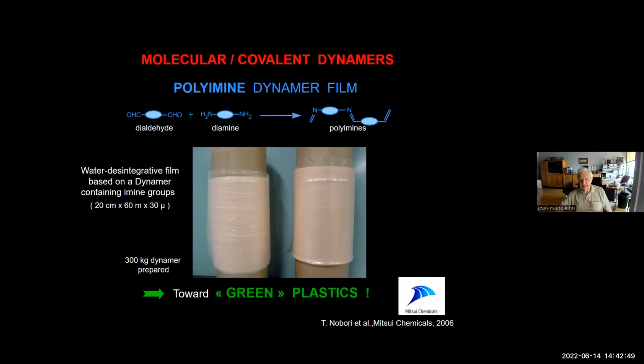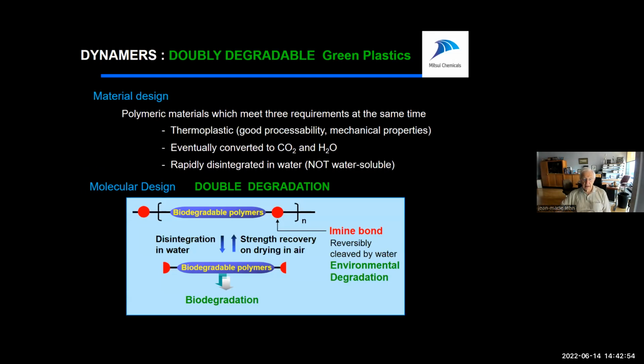You may call it green plastics because it has two degradation processes, which I show here. The film consists of a polymer, a polymeric film, which has a biodegradable section and imine bonds. So when the film gets into the environment, the first step is the degradation by hydrolysis of the imines in the environment. And then the second step is the biodegradation of the middle point here, the section which is the biodegradable polymer. So it's a double degradable film.